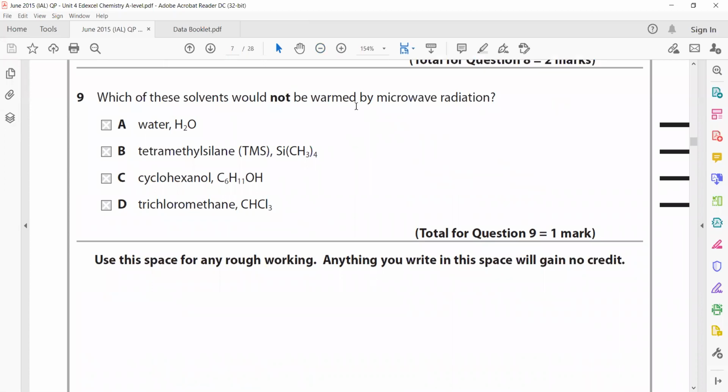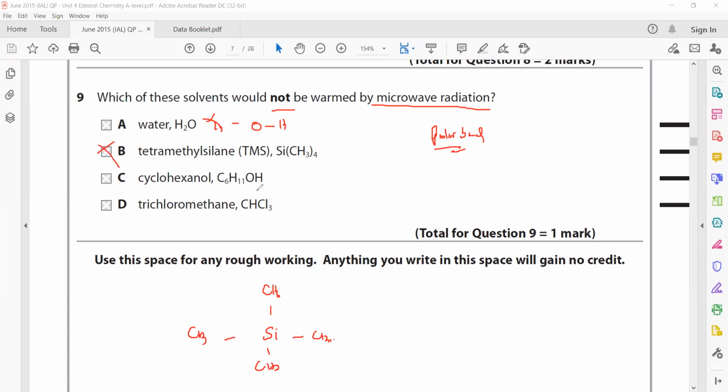Which of these solvents would not warm by microwave radiation? Microwave radiation affects the polar bonds. So when we check H2O, because the OH bond is there, that will be polar, so it will be affected. Tetramethylsilane, when we check silicon bonded with methyl groups, the bonds are non-polar, the molecule is also non-polar, so it will not be affected by microwave.